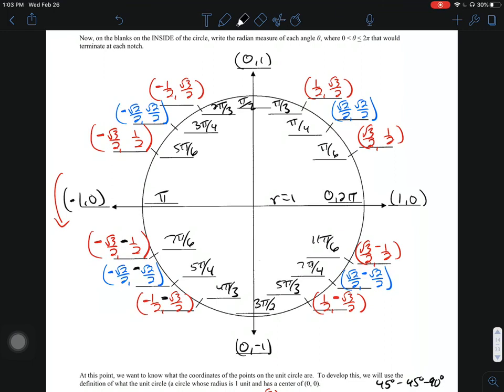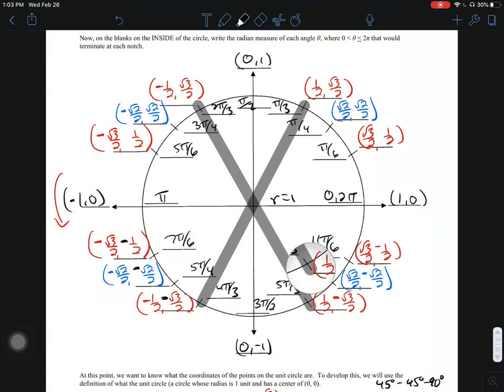Also, big picture wise, the reason that these ordered pairs are all the same but different signs is because they all have the same reference angle of pi over 6. So it's the same reference triangle. Pi over 4, 5 pi over 4, 3 pi over 4, and 7 pi over 4, they all have the same reference angles. That's why those ordered pairs are the same with the exception of the signs. And pi over 3, 4 pi over 3, 2 pi over 3, and 5 pi over 3, they have the same reference angles and the same reference triangles. So those ordered pairs are all the same, but with different signs.